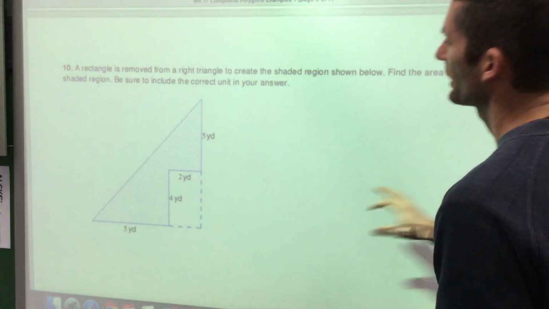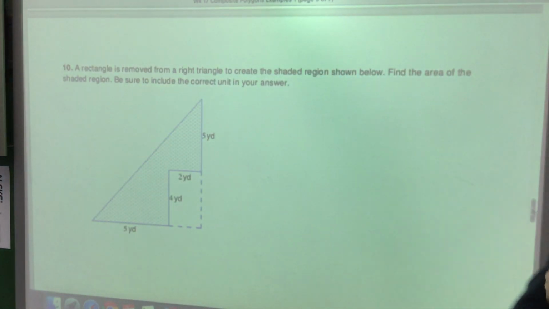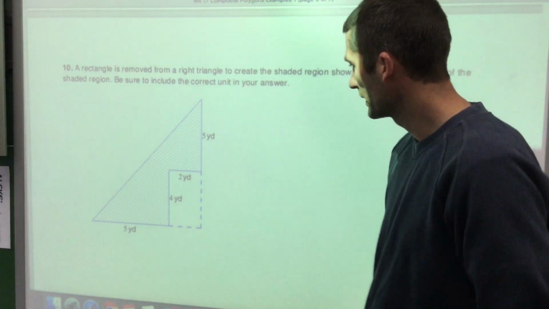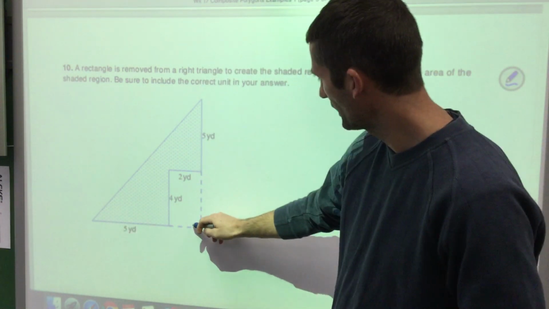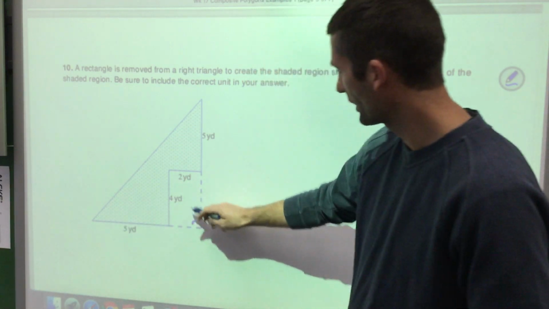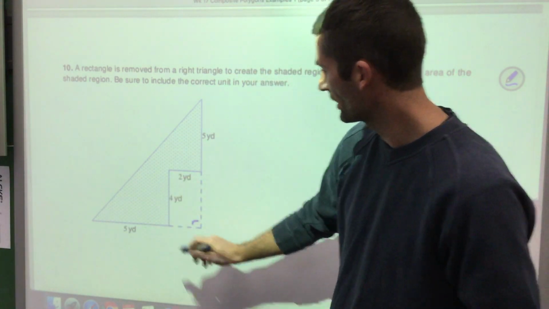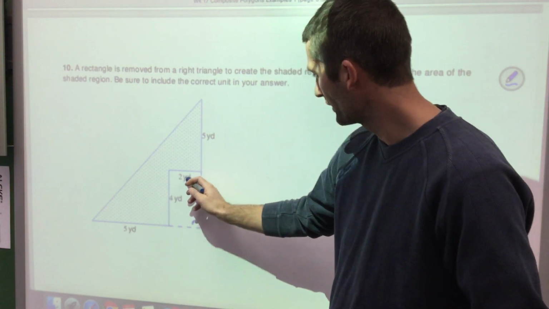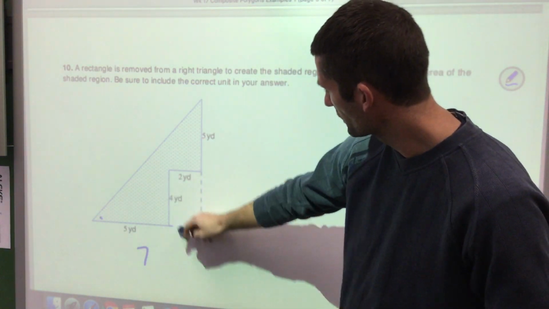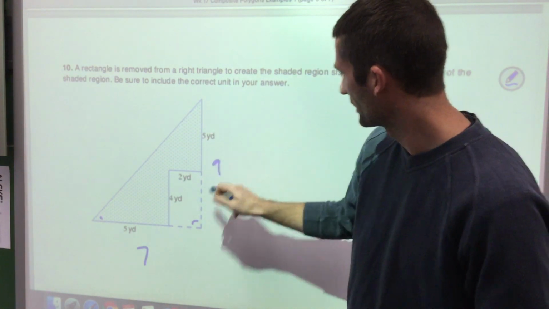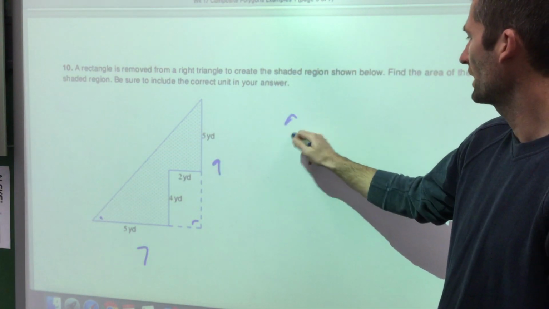Next, okay, so now we have our rectangle removed from a triangle. Okay, so let's find the triangle area. Well, this line's not 5. The base times the height is here. Here's my right angle in my triangle. I got to imagine that that's there first, and then I can take it out. So that's 5, and that's 2, so this whole side is 7. That's 5, and that's 4, so this whole side is 9. So half of 9 times 7.